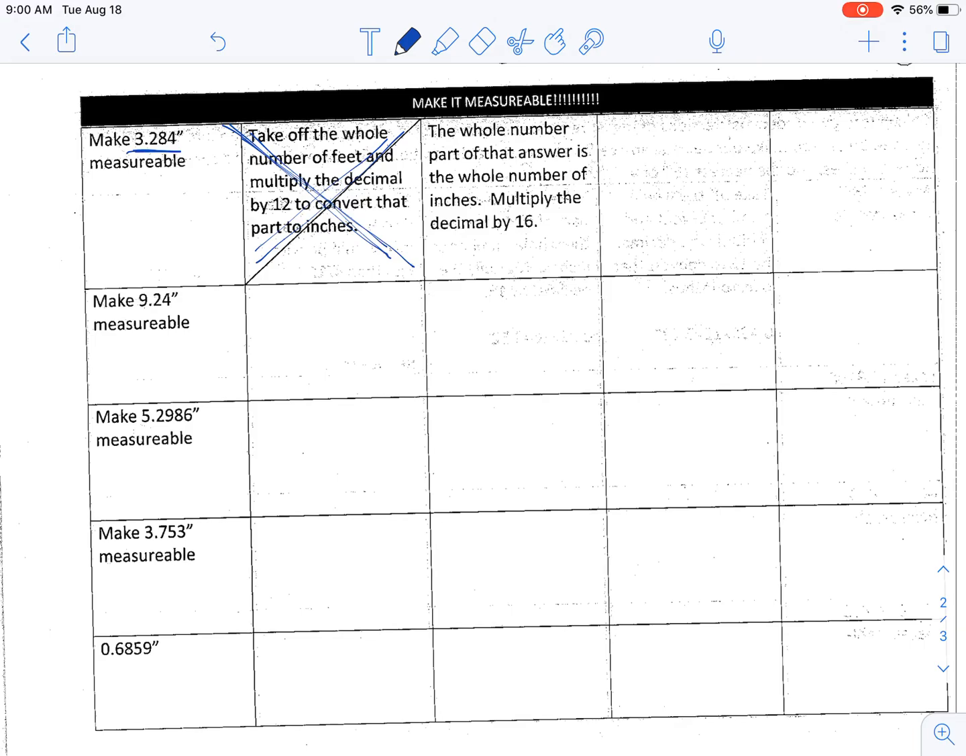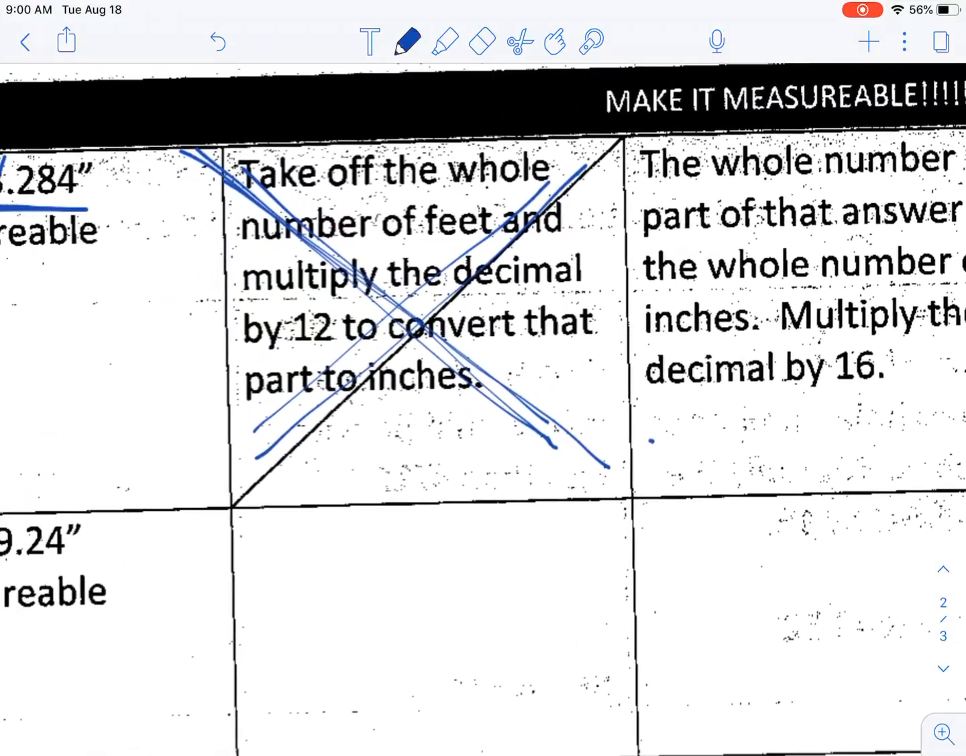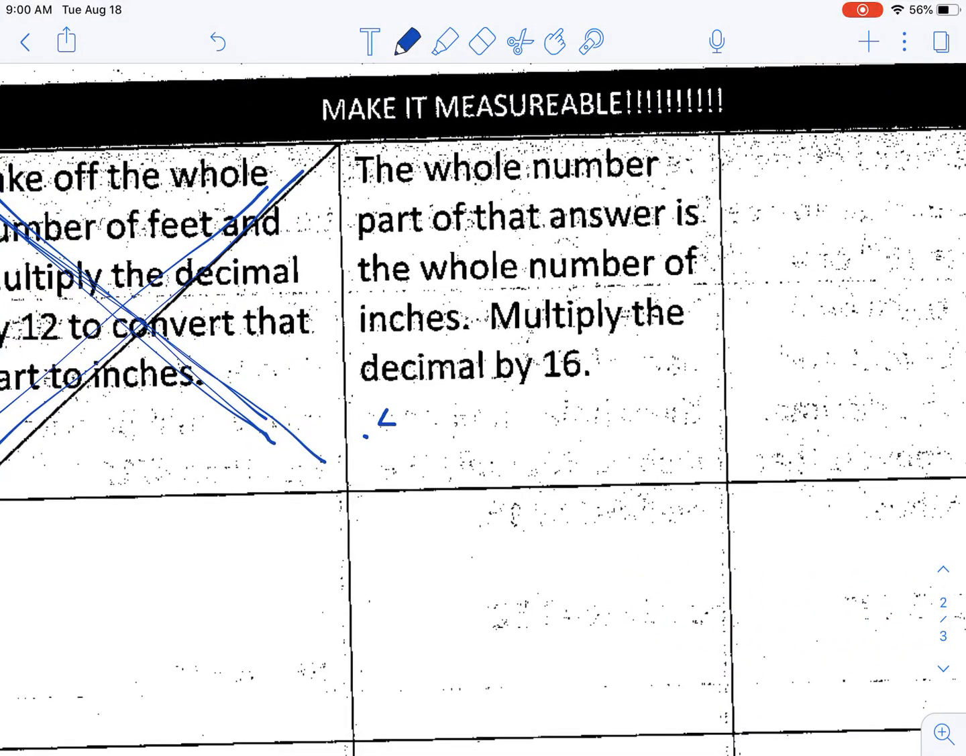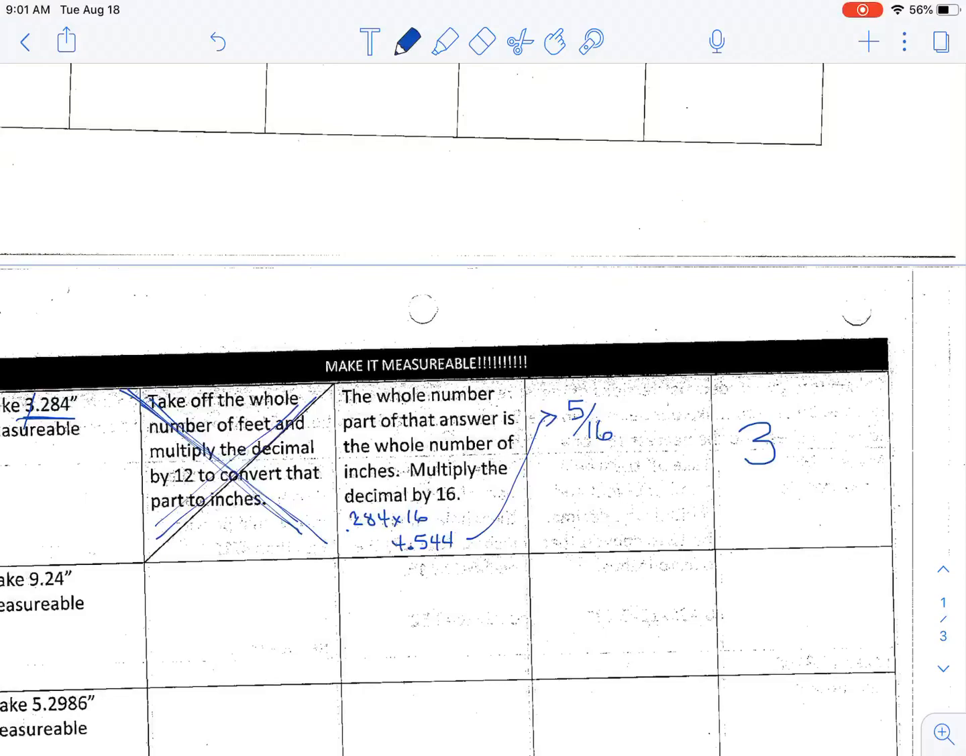All right, so we would chop off the 3. The 3 becomes the whole number of inches, and we're going to take this decimal, 0.284, and multiply it by 16. 0.284 times 16, I get 4.544. That's going to round to a 5, and it would be 5/16. So your best measurable fraction would be 3 5/16 of an inch.